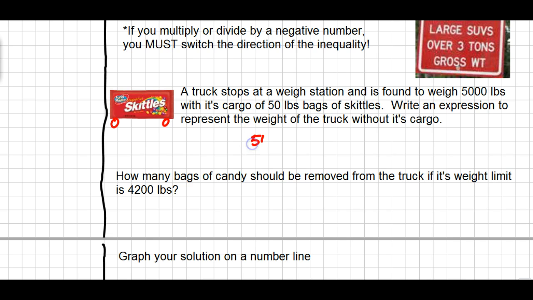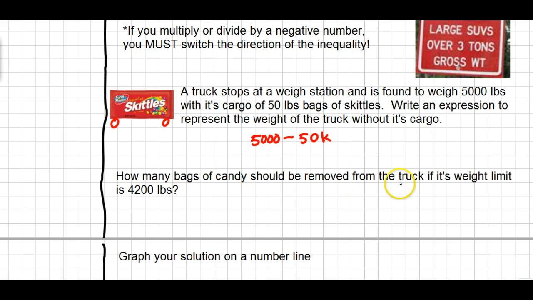If the truck weighs 5,000 and we take out the 50-pound bags of Skittles, that would mean we're removing them. Mathematically, that would be a subtraction. And let's just pick a variable to represent the number of bags of Skittles. S would be a good choice here. However, I know personally when I write 5s and S's, they tend to look similar, which could potentially be confusing. So I'm going to use K to represent my bags of Skittles.